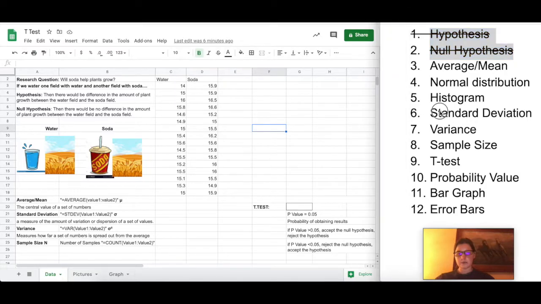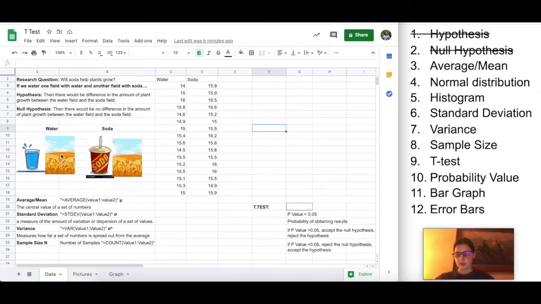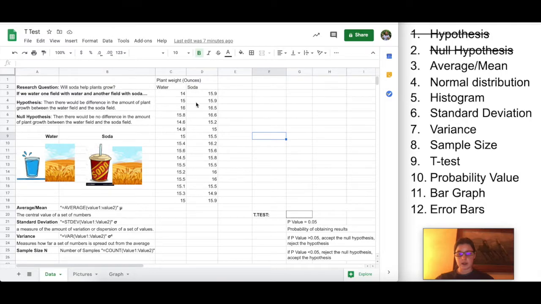So, say that we did this experiment and we took a field with plants and we watered it with water, and then we took another field and instead of water we used soda, and then we decided to collect the result and take the plant weight of a sample of plants in the field in ounces, and then record the weight of each plant in this list. So this list is from the water field, and it has the first plant was 14 ounces, second was 15. From the soda field, the first was 15.9, and then again, and so on.